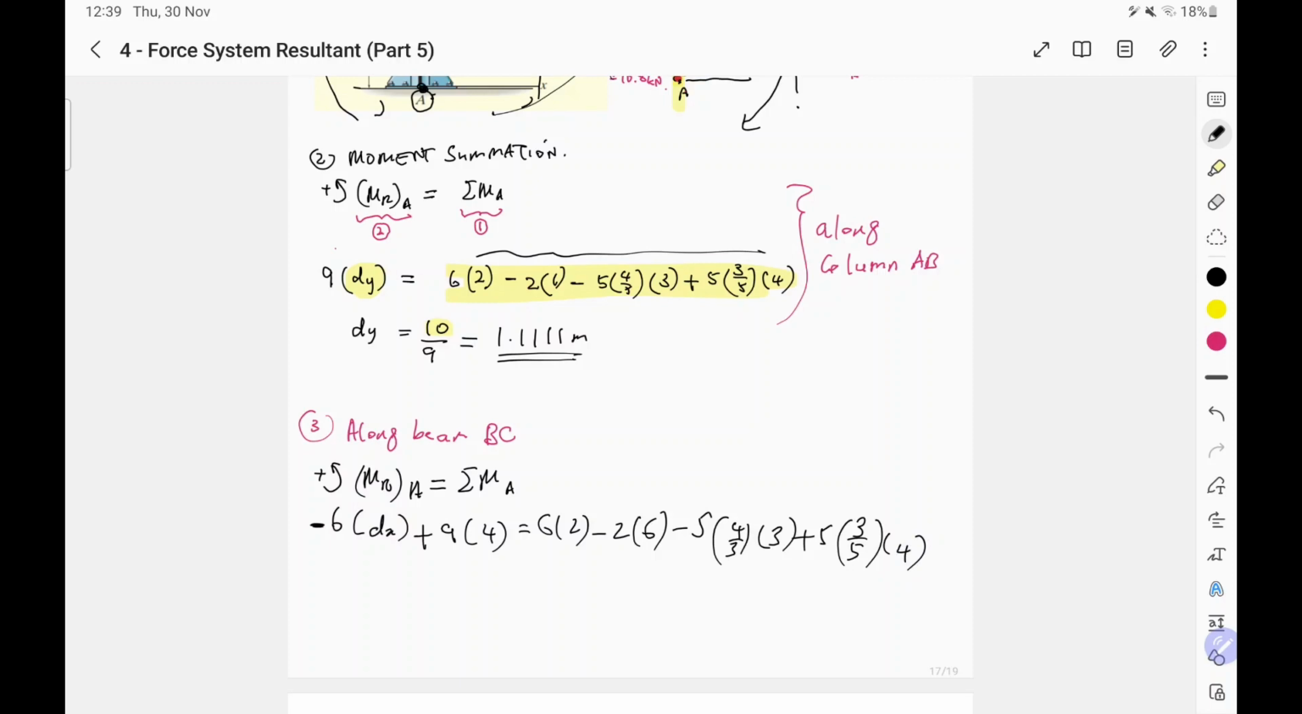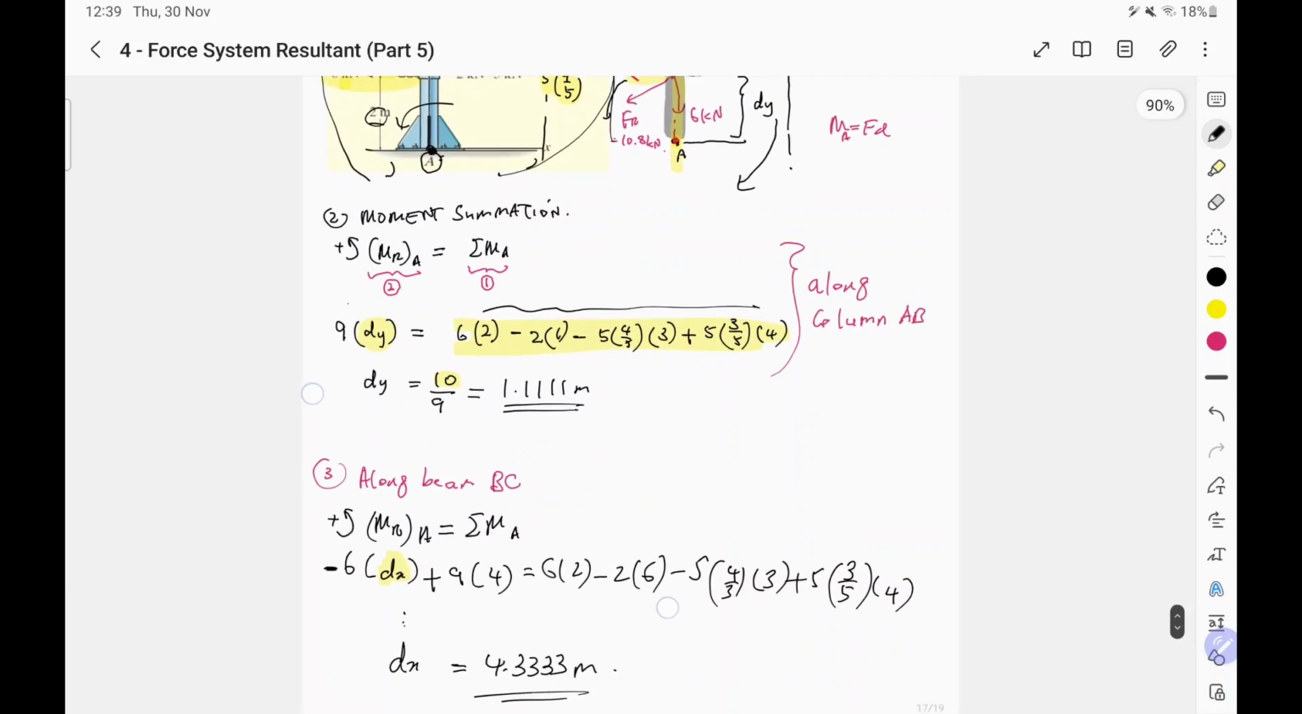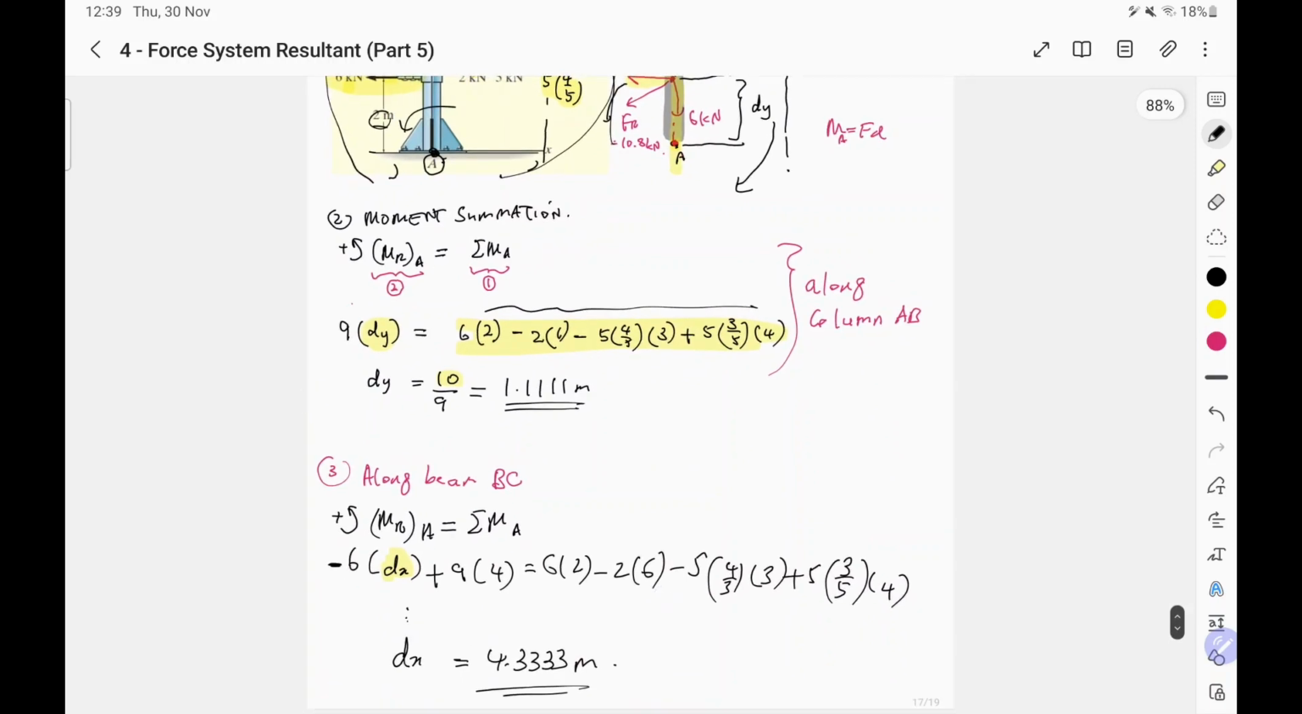Alright, so now there's only one unknown. You can work on this on your own. You can find the value of dx. You will get a value of 4.3333 meter. Okay, so basically this is how you find the location of the resultant force along a specific direction. Okay, so good luck and all the best.